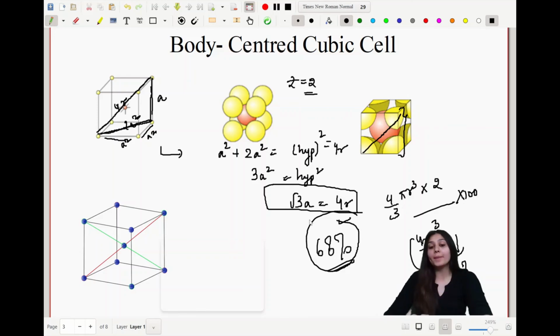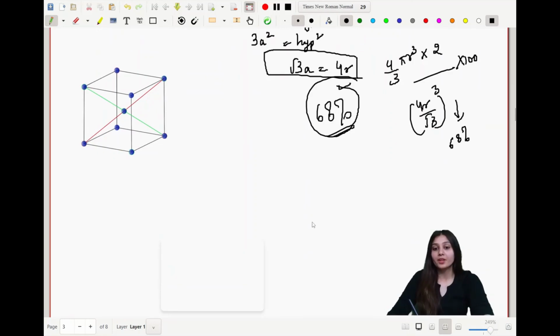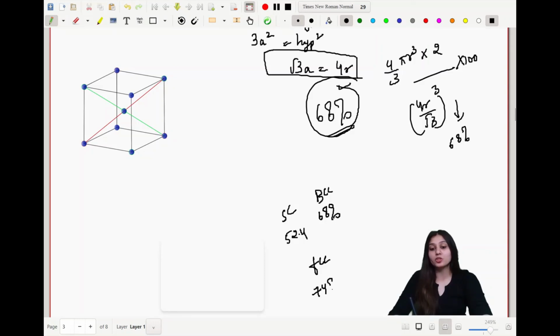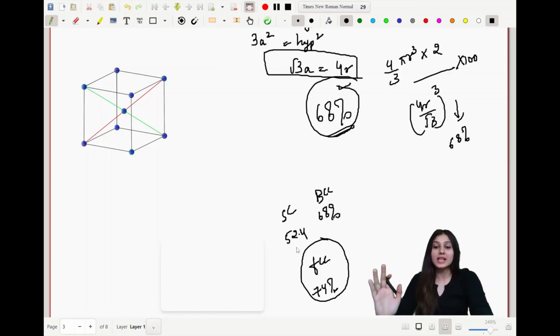And if we just compare all these three, in simple cubic we have 52.4%, in body-centered cubic we have 68%, and in face-centered we have 74%, which means face-centered is the most efficient packing. That was the point of this video, to understand the packing efficiency of all these three, and to establish a relationship between a and r, which will of course be used for the formulas later on.